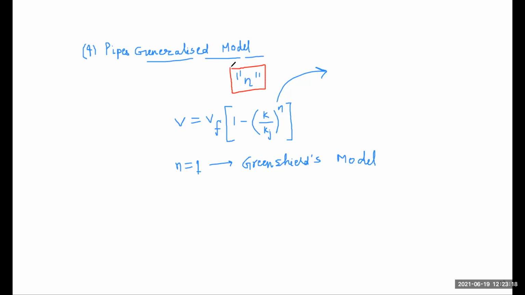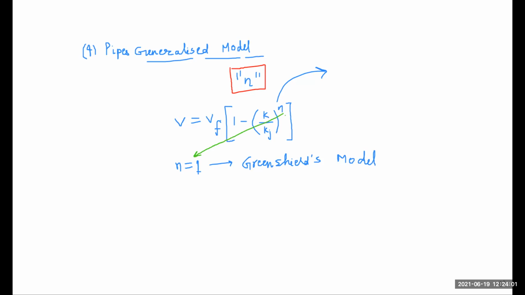Now we know the basic relationship between V, Vf, K and Kj. In Pipes' generalized model, we represent the equation V is equal to Vf times (1 minus K by Kj) to the power n. When we take the n value as 1, then the Greenshields model will be obtained. So thus by varying the value of n, families of models can be developed. I think I have covered 4 models which are under the microscopic models.